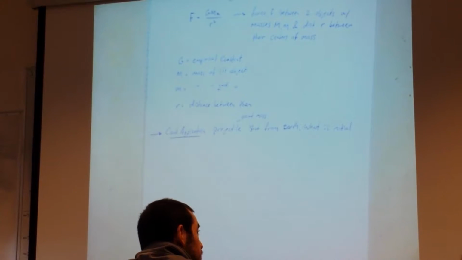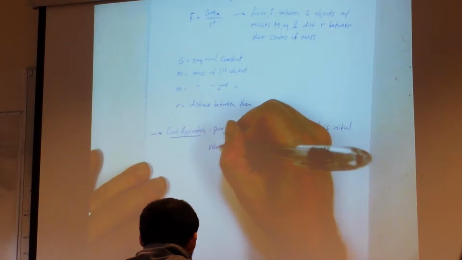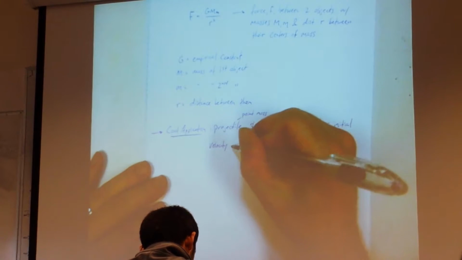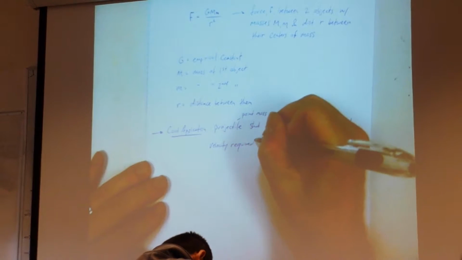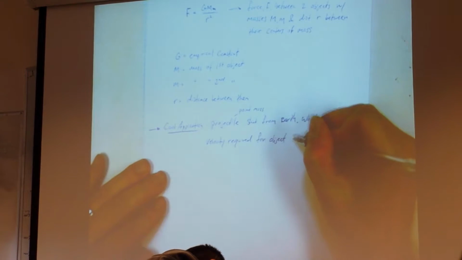Once I throw something up, the only force acting on it is gravity. The velocity is going to decrease. So the question is, what is the velocity required for the object to escape Earth's gravitation?